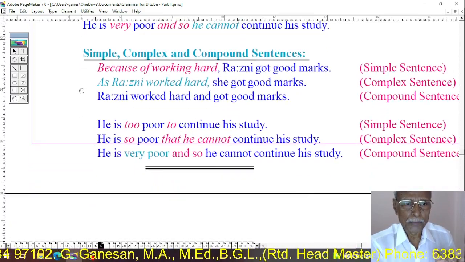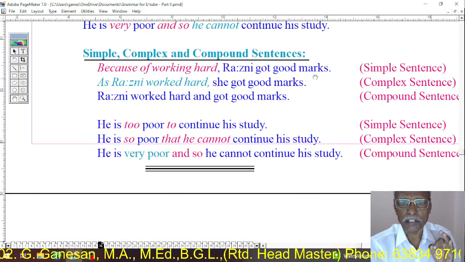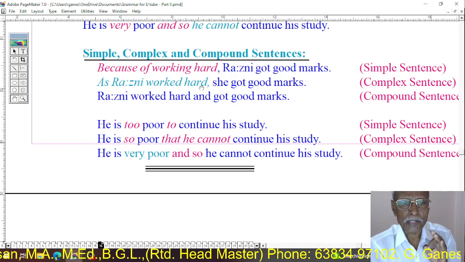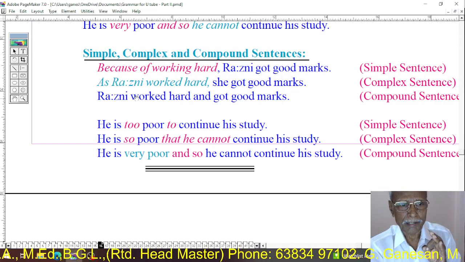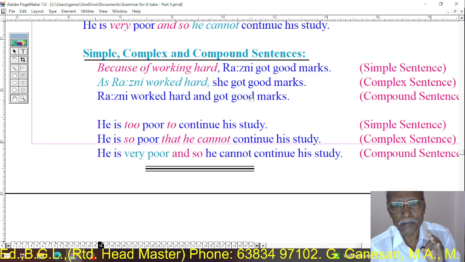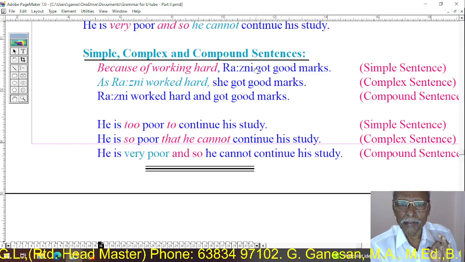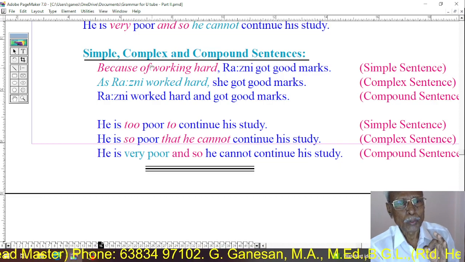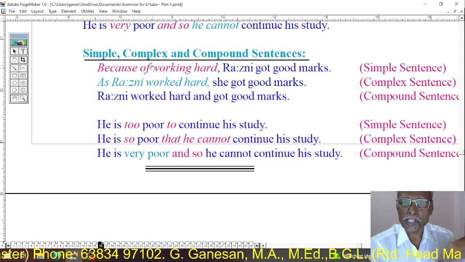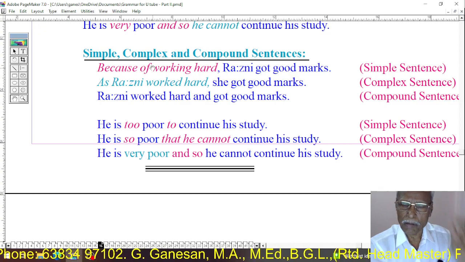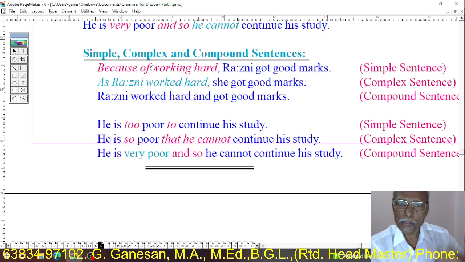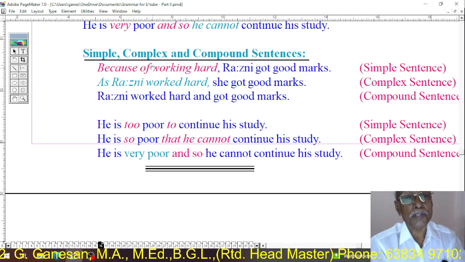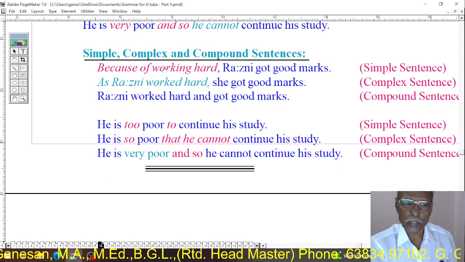Dear students, here we can say: because of his working hard, Rani got good marks. As Rani worked hard, she got good marks. Rani worked hard and got good marks. It is simple, it is complex, and it is compound. So we can interchange a simple into a complex or compound, a complex into a simple or compound, and a compound into a complex or simple.